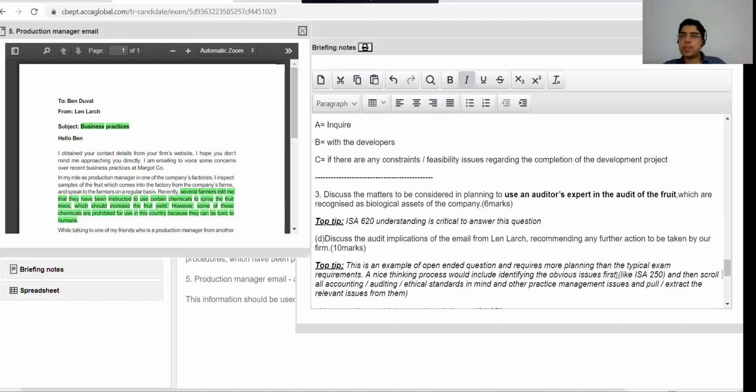So ISA 220, client continuance issues could be considered. ISA 230 is about audit documentation, not really relevant. 240, we've talked about that. 250, we've talked about that. 260, 265. 260, communications with TCWG. If there's a major breach of a law or regulation, you may consider communicating to TCWG regarding that.